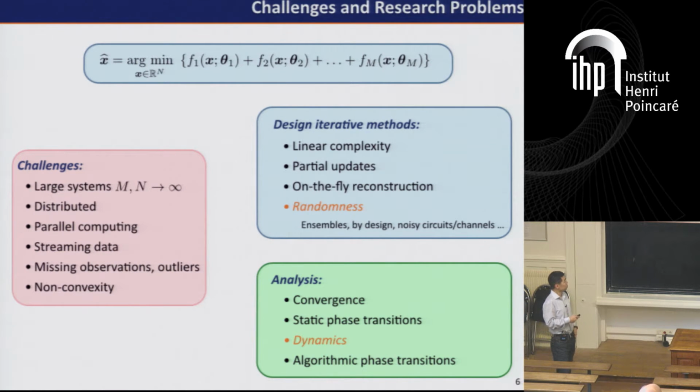Now, once we have an algorithm, we want to analyze it. The typical question is convergence, and because we are studying the regime where m and n are very large, people typically study phase transition behaviors. But in this talk, I'm going to focus on something further. We want to study the dynamics of these algorithms, meaning that we want to know the performance of these algorithms when they are still tending towards convergence at any given iteration, okay?